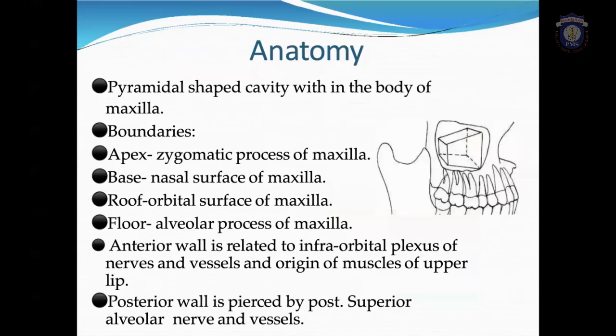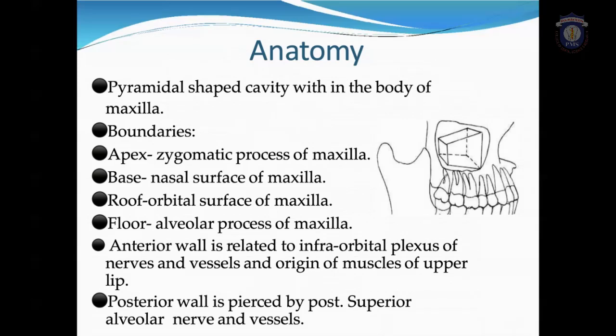The anatomy of maxillary sinus is actually a pyramidal shaped cavity within the body of maxilla. It is clearly depicted in the picture that the boundaries of the maxillary sinus are: the apex is facing toward the zygomatic process of maxilla, whereas the base is at the nasal surface of maxilla. The roof is the orbital surface of maxilla, whereas the floor is the alveolar process of maxilla. These are the boundaries of maxillary sinus.